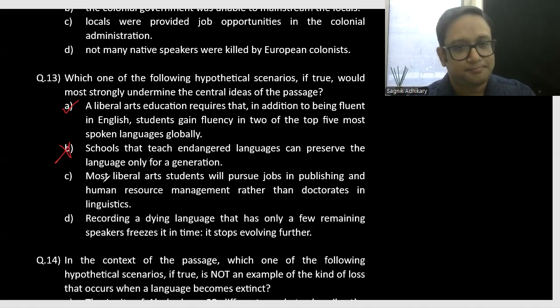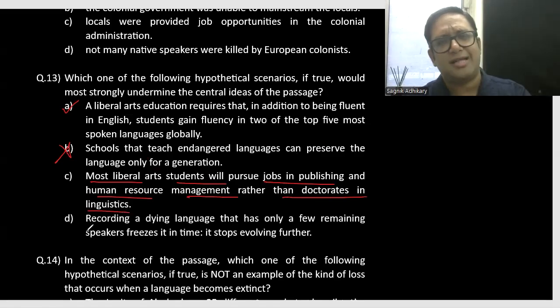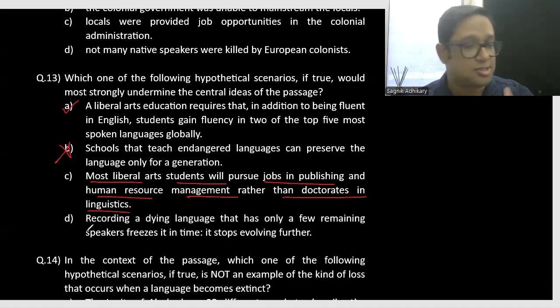So not B. C: Most liberal arts students will pursue jobs in publishing and human resource management rather than doctorates in linguistics. Agreed. Most students would not go to those lengths. When students are trained in language, they would become more tolerant towards other languages, other cultures, people from other cultures. But most liberal arts students would not go to such lengths. They would rather pursue jobs in publishing and human resource management rather than doctorates in language.